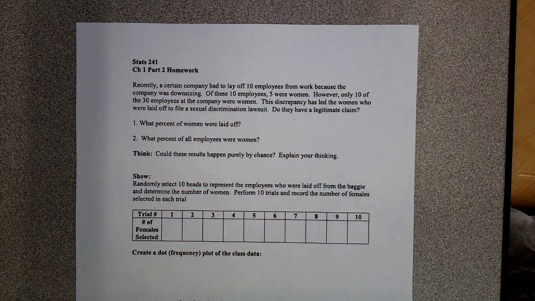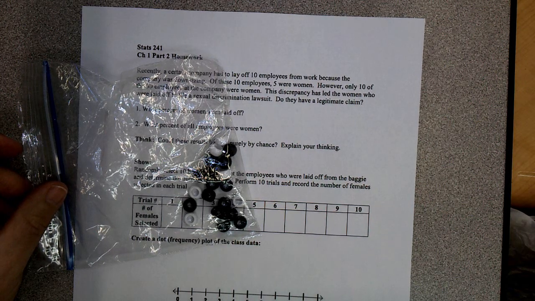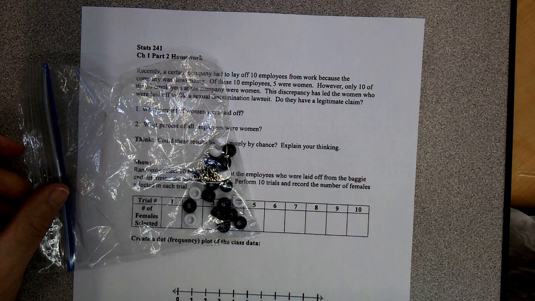This is Chapter 1, Part 2 homework. What you're going to be doing here is selecting 10 samples from a population of a company's employees. So you need the population. In this case, we can measure the population because it's finite. There's only 30 people working at this company.